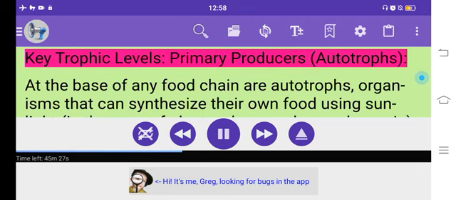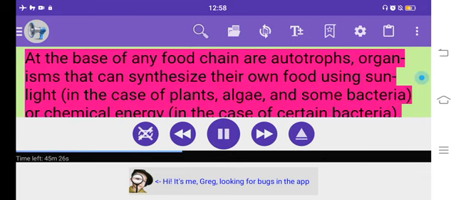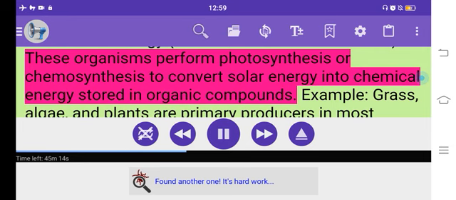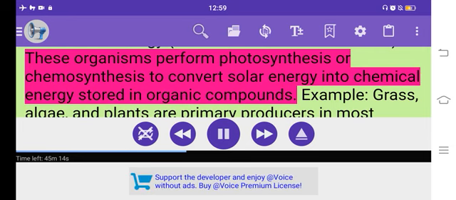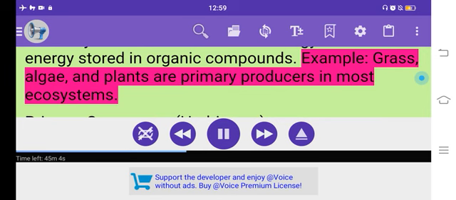Key trophic levels. Primary producers, autotrophs. At the base of any food chain are autotrophs, organisms that can synthesize their own food using sunlight, in the case of plants, algae, and some bacteria, or chemical energy, in the case of certain bacteria. These organisms perform photosynthesis or chemosynthesis to convert solar energy into chemical energy stored in organic compounds. Example: grass, algae, and plants are primary producers in most ecosystems.